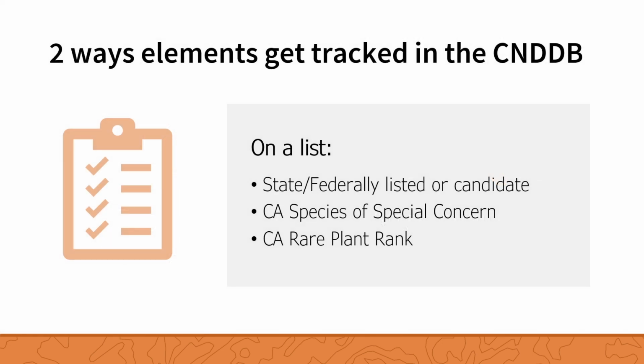The first way is by referring to official lists of imperiled taxa. CNDDB tracks nearly all species listed as endangered, threatened, or candidate under the state and federal Endangered Species Acts. We also track animals on the California Species of Special Concern lists, as well as plants with the California Rare Plant rank.